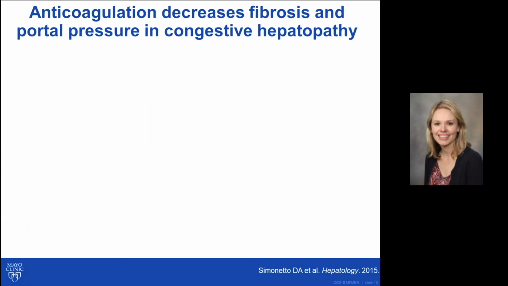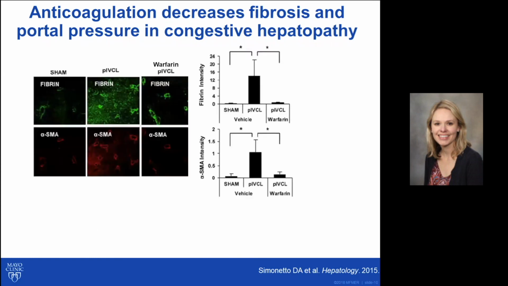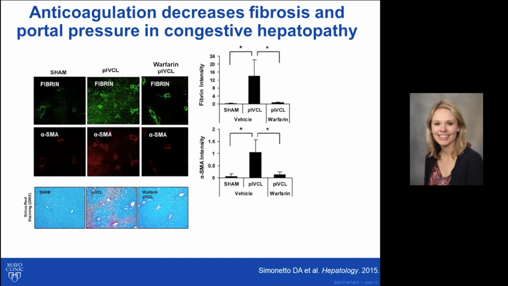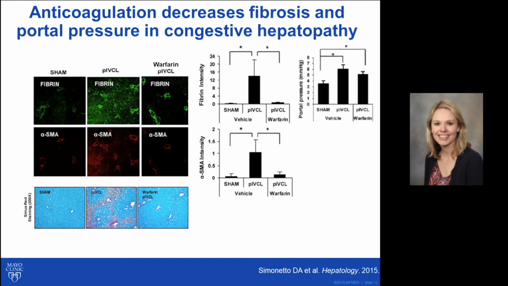To confirm the role of thrombosis in the pathophysiology of congestive hepatopathy, mice were anticoagulated with warfarin. As demonstrated by immunofluorescence, warfarin-treated animals showed a significant reduction in both fibrin and alpha smooth muscle actin intensity compared to mice which were not treated with warfarin. Sirius red staining confirmed a significant decrease in fibrosis burden in mice treated with warfarin. Treatment with warfarin also led to a significant reduction in portal pressures 6 weeks after IVC ligation.